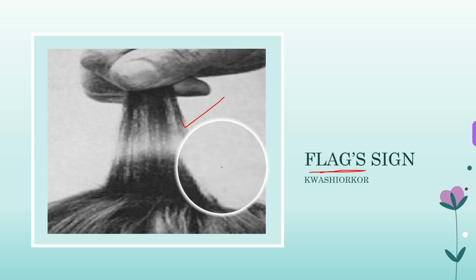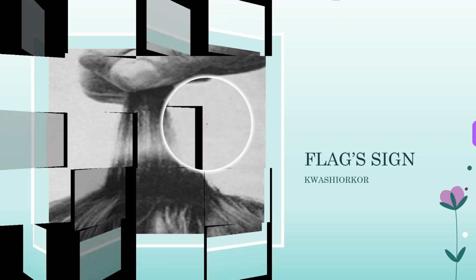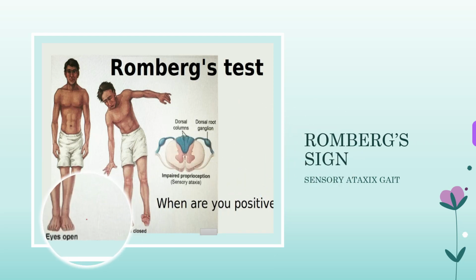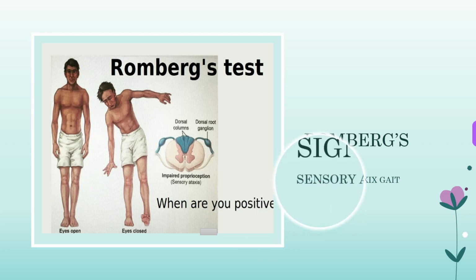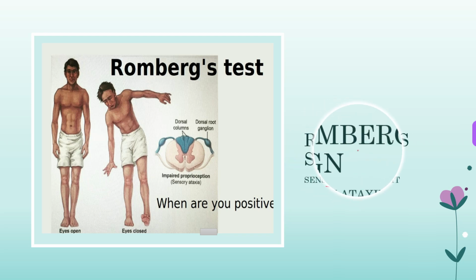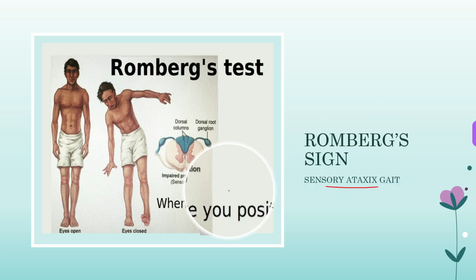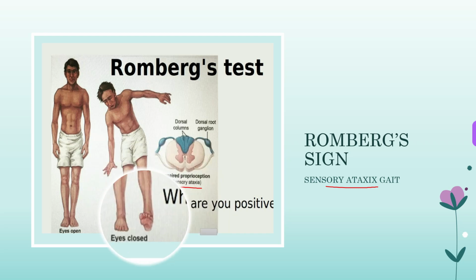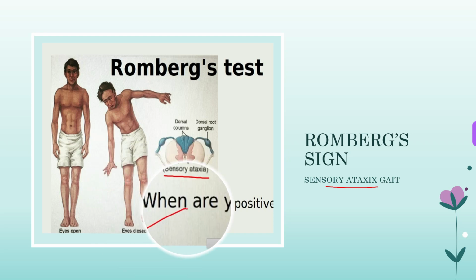Now next we also have another important sign, that is Romberg's sign. Very important sign. This sign is mainly seen in sensory ataxic gait. Okay, so Romberg sign is seen in sensory ataxic gait. Now what is sensory ataxic gait? In this, the patient is asked to stand with his feet close together and to shut the eyes. A tendency to fall down is noted, which is called sensory ataxic gait, and this is called Romberg sign. I hope this is clear to you.